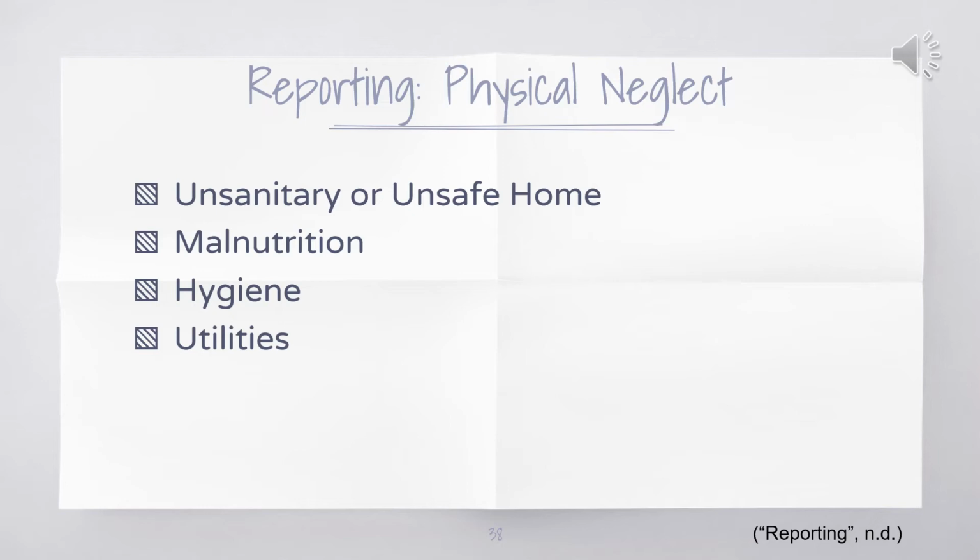Are there alternative plans in place that are addressing safety concerns associated with the lack of utilities? For example, are food and water being brought into the home by a support person, or is the family temporarily staying elsewhere? Does the parent or caregiver have a plan to get the utilities restored, or has assistance been offered or explored?